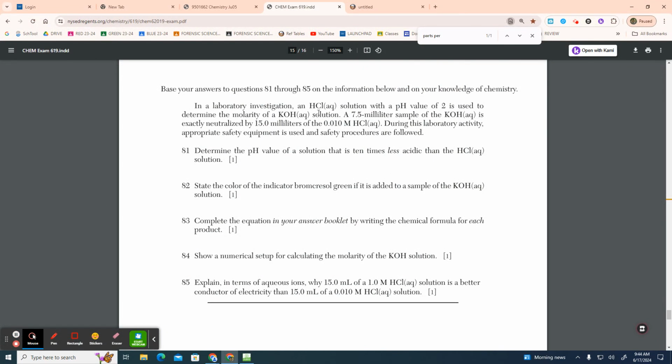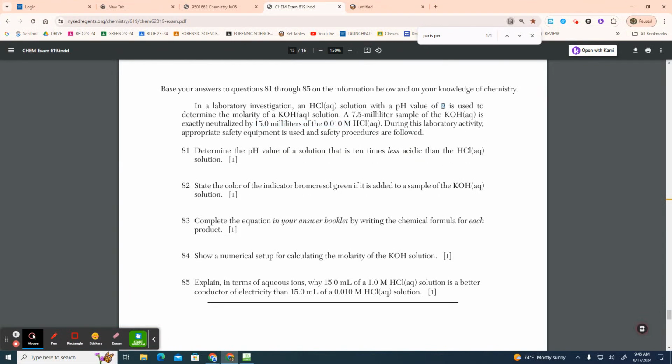All right. A 7.5 milliliter sample of the KOH is exactly neutralized by 15 milliliters of 0.01. You see how they're connected with the word of? That means they're going together on one side of the MAVA formula. During the lab activity, appropriate safety equipment is used and safety procedures are followed. Determine the pH of a solution that is 10 times less acidic than hydrochloric acid.